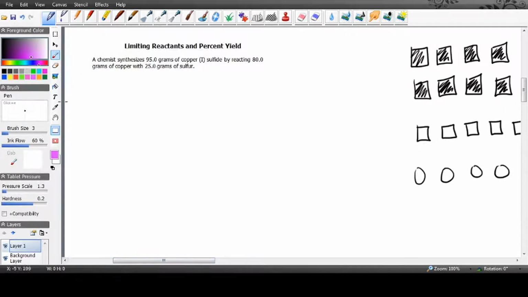Okay, so of course, we always need to start off with a balanced chemical equation. So this is a reaction of copper with sulfur in order to produce copper(I) sulfide. I'm going to balance my reaction with a 2, 1, 1. Okay. Now I'm going to put my known and unknown values underneath my balanced equation.